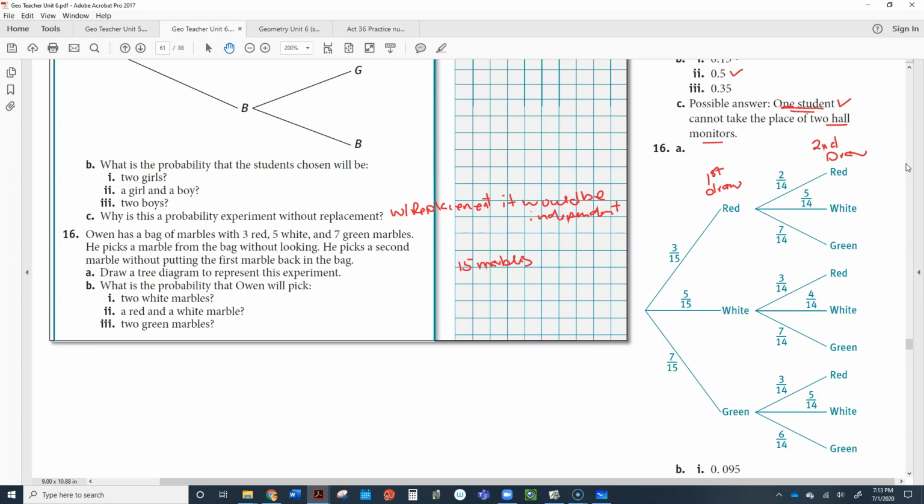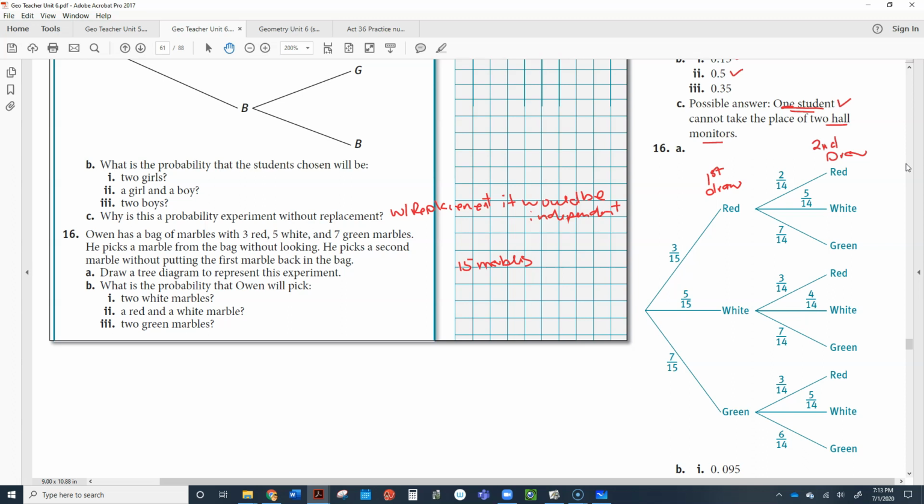Well, because we drew a marble. And if we drew a red marble the first time, then the second time we're only going to have 2 red marbles left. But if we drew a red marble the first time, we still have 5 white and we still have 7 green. We didn't draw a white or a green one. So this is how all of those numbers are calculated.